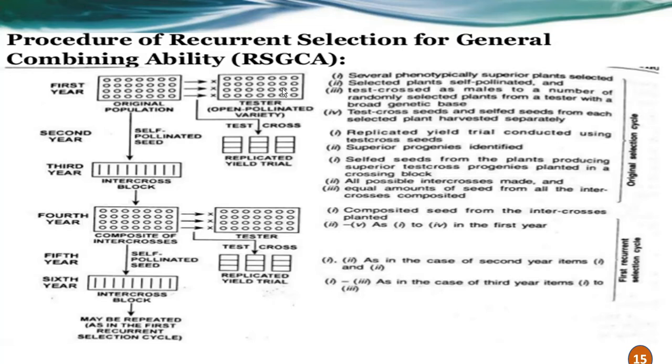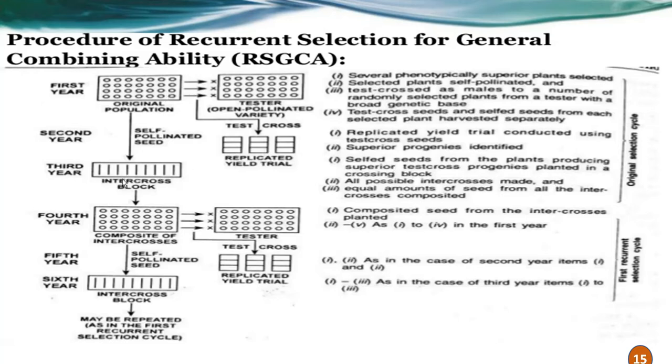So while testing general combining ability, we use a broad genetic base tester, that is, an open pollinated variety as a tester, and we test cross half of the selected progenies with this tester. Self seed from each selected plant is harvested separately, and replicated yield trials are conducted using the test crosses. Superior progenies are identified, and on that basis the self seed from the plants producing the superior test cross progeny is planted in the crossing block.